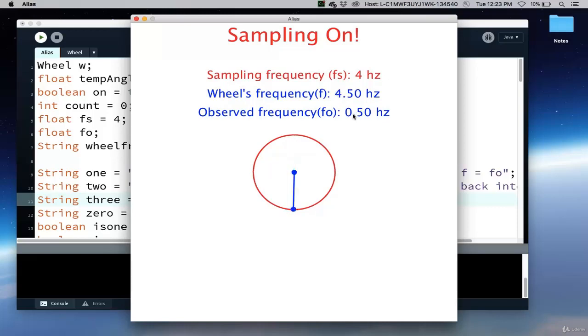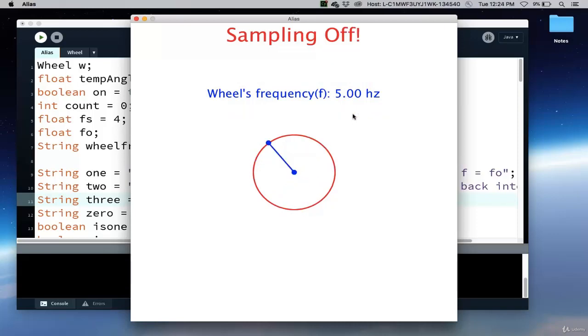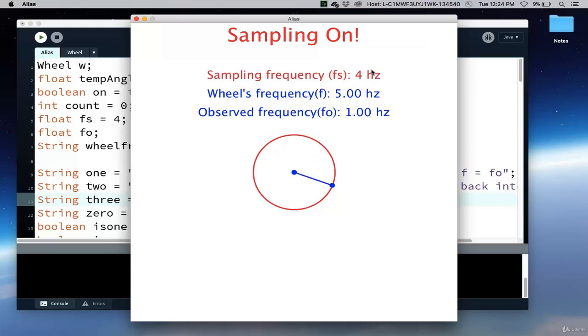If I keep going up, notice now the frequency is very high. Let me turn off sampling. This is very fast, but if I turn on sampling, because I'm only sampling at 4 hertz, my observation looks like it's only 1 hertz. Even though it's spinning very fast, I'm only seeing a 1 hertz frequency. So what we say is that this 5 hertz aliases into a 1 hertz observed frequency.